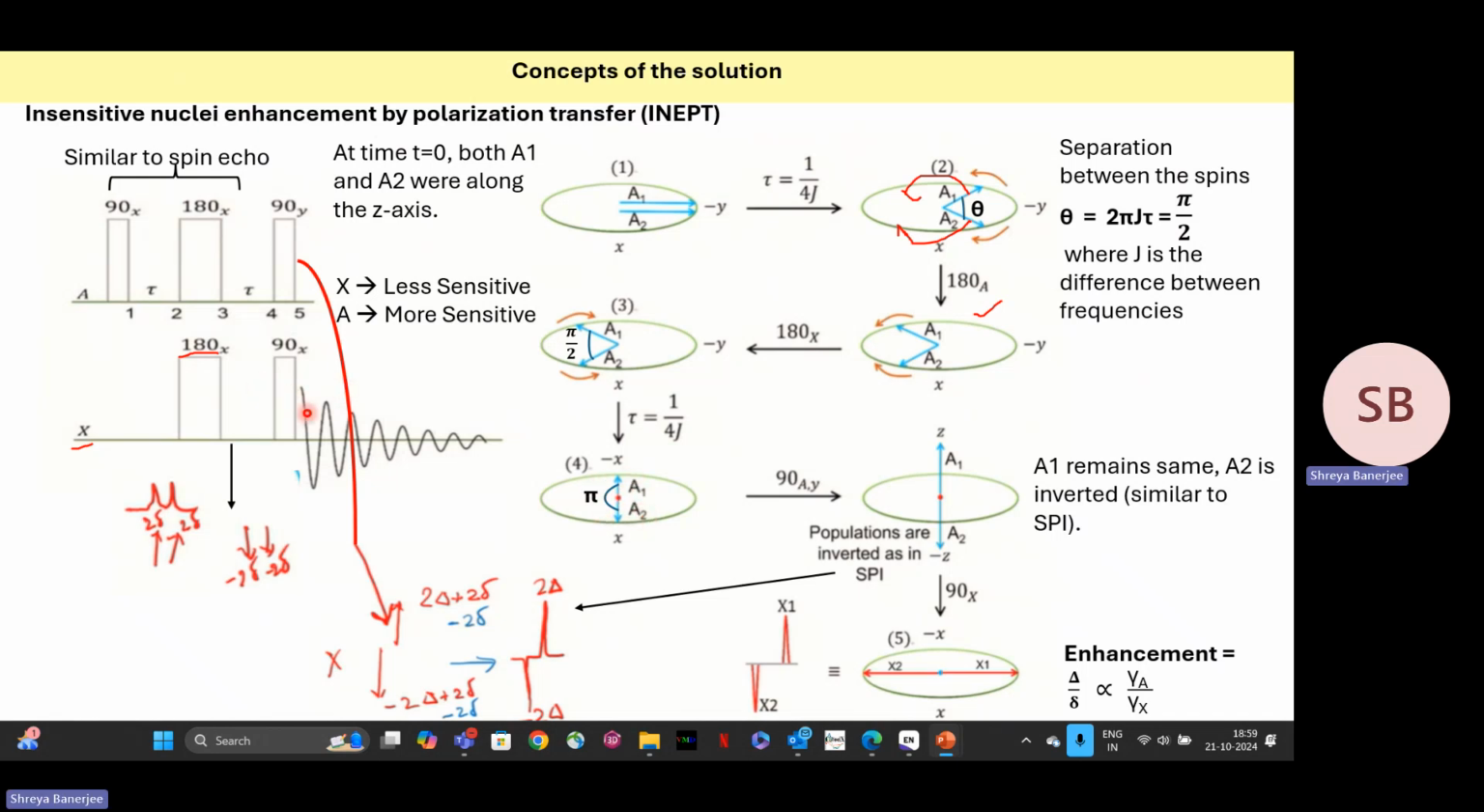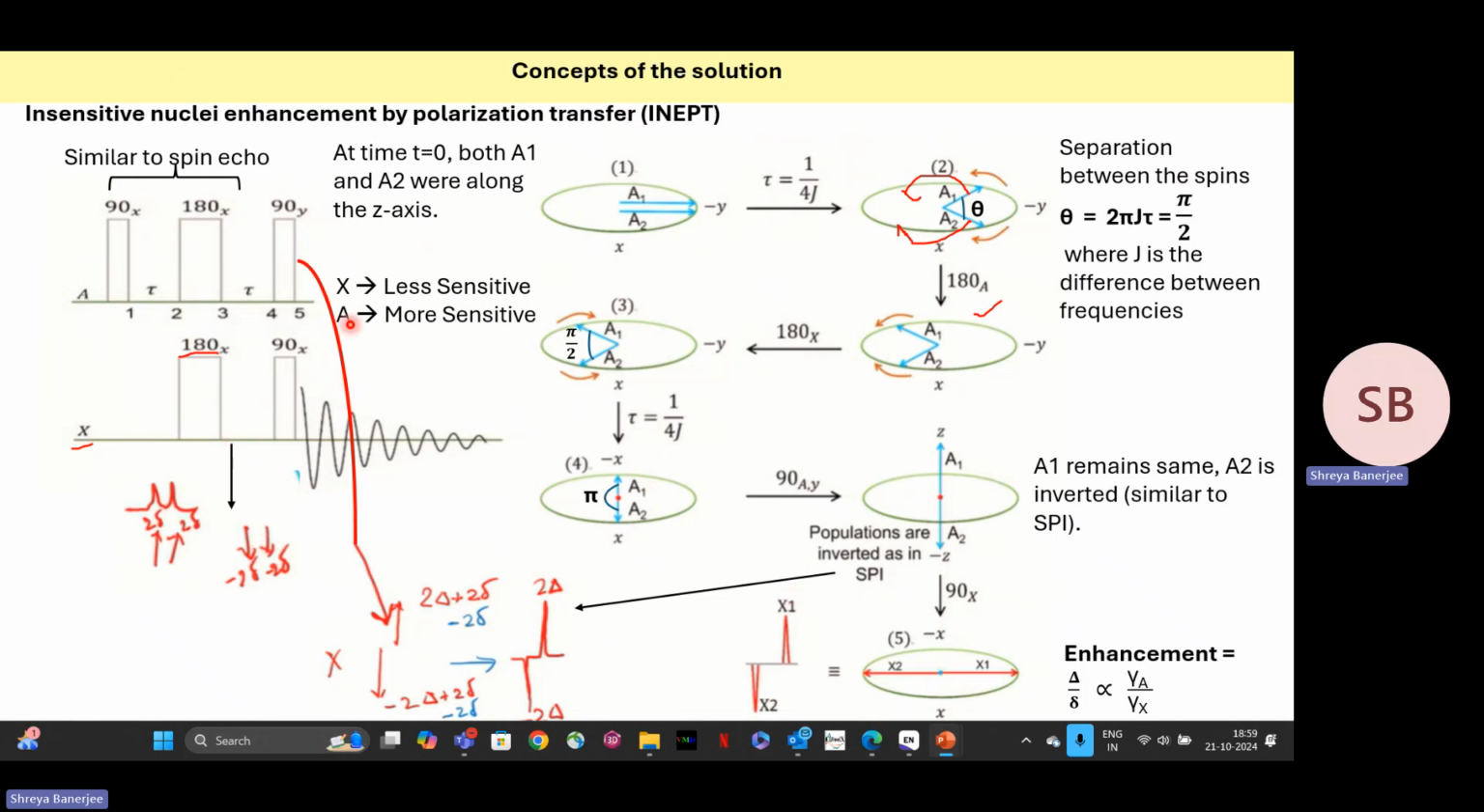And finally, a 90-degree pulse is first applied on A. If we apply the 90-degree pulse on A, both of these, which are in X, will go back to the Z axis. We know detection is always along the Z axis, so we need the magnetization to come back to the Z axis. And finally, a 90 pulse is also applied on X and the FID is collected.